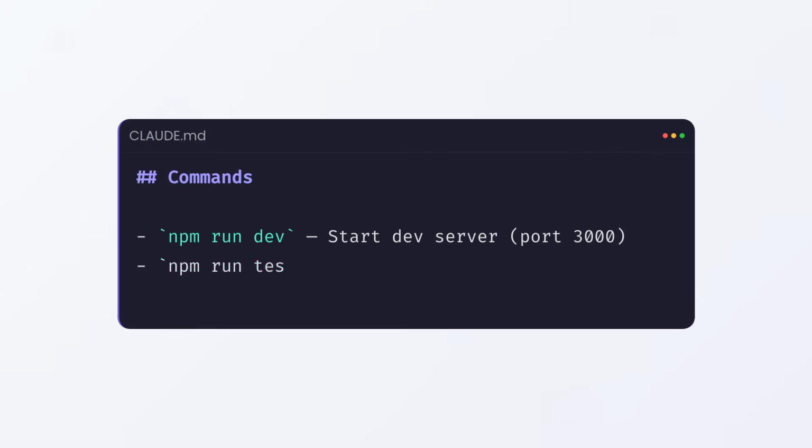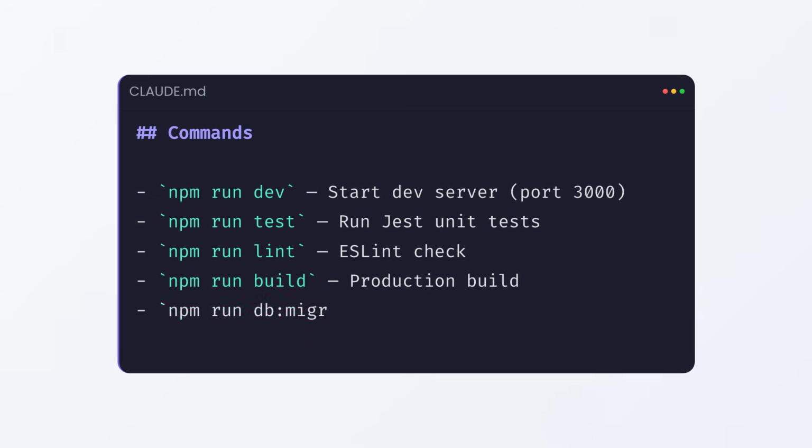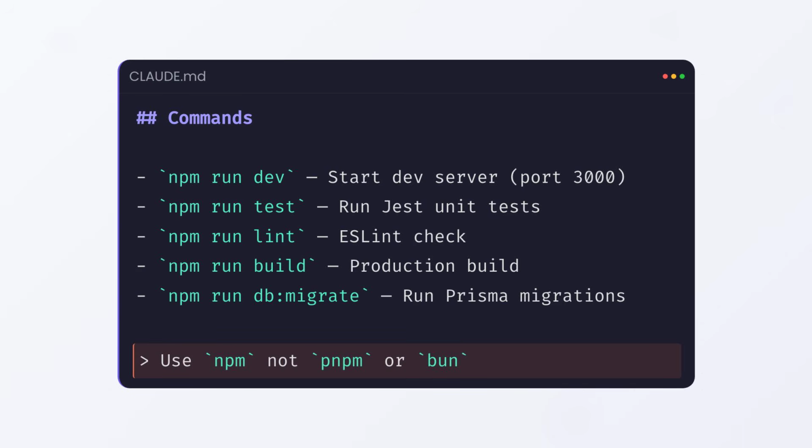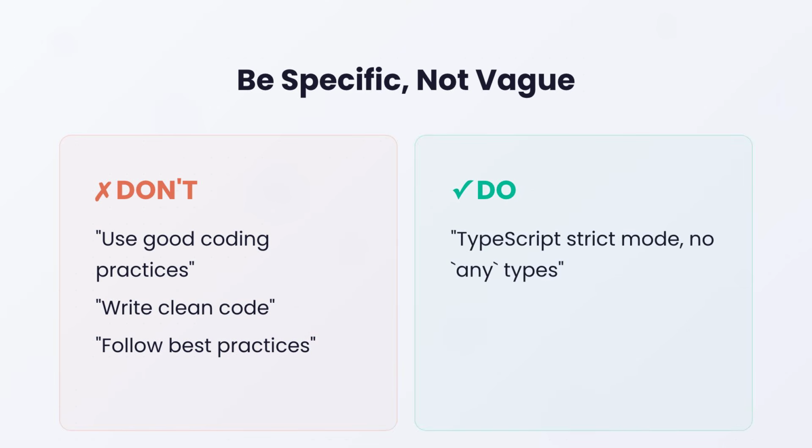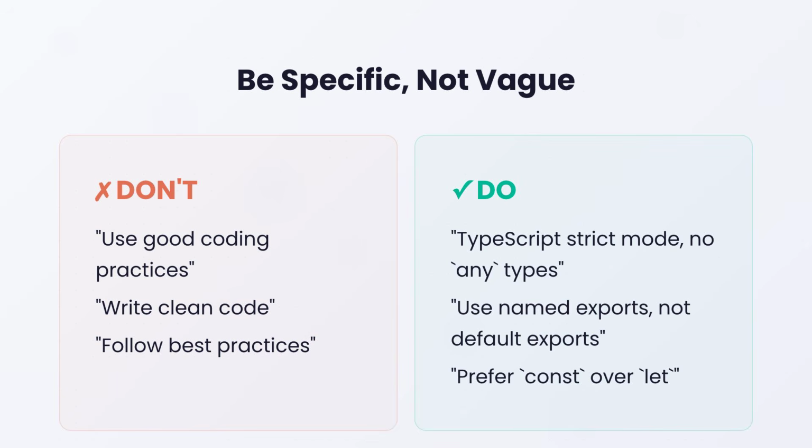Don't assume Claude knows your setup, and include the non-obvious choices, like use npm, not pnpm, or Claude will helpfully pick something else for you. This is where most Claude.md files bloat into monsters. Don't write vague instructions like use good coding practices or write clean code. Those accomplish nothing. Instead, be specific. TypeScript strict mode, no any types. Use named exports, not default exports. Every instruction should produce a measurable difference in output.